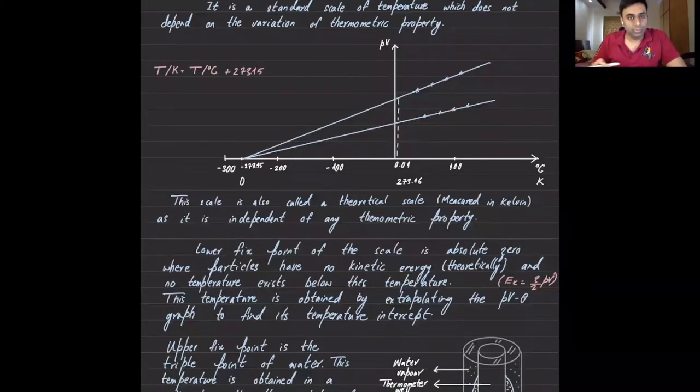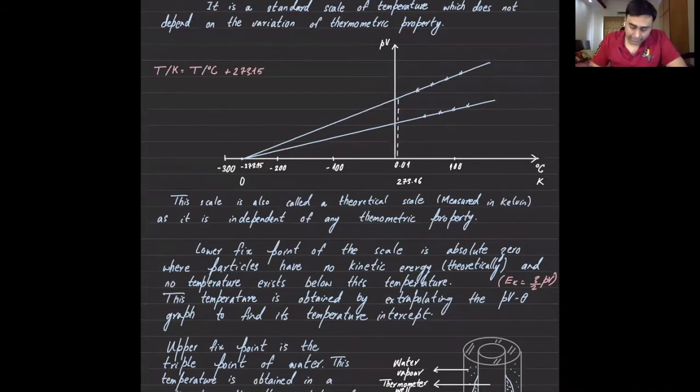And that also is a temperature that, I mean, you can achieve temperatures very close to that, but you have not been able to achieve the temperature at which the particles have no kinetic energy. So it's just a theoretical value. Practically speaking, you can't have molecules with 0 kinetic energy.